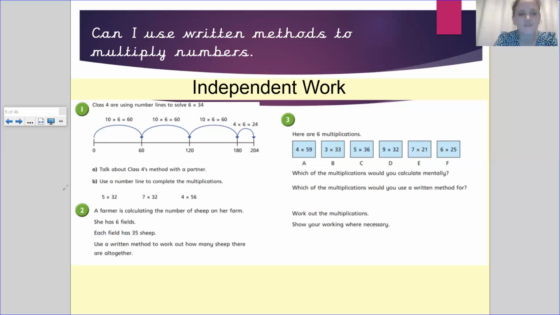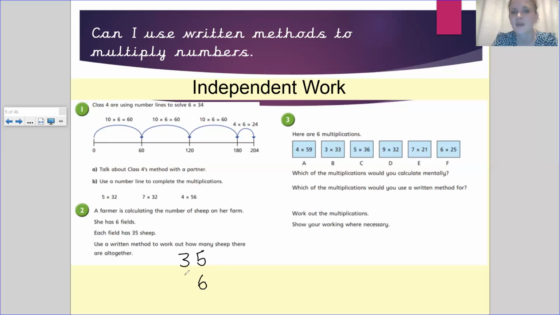Question 2. A farmer is calculating the number of sheep on her farm. She has 6 fields. Each field has 35 sheep. Use a written method to work out how many sheep there are all together. So there are 35 sheep in each field, and she has got 6 fields. So can you work out that one?